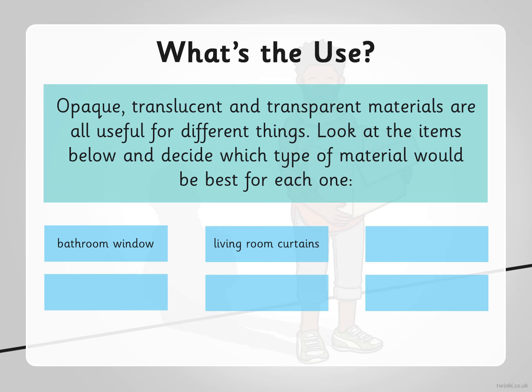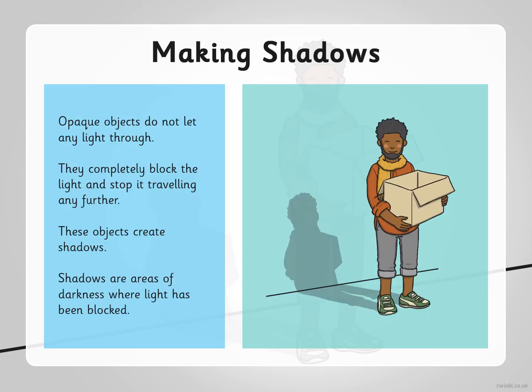Living room curtains. What are they and why is that useful? Car windscreen. What is that and why is it useful? A sun hat. Is it translucent, opaque, or transparent? And why is that useful? Window with a lovely view. Do you want it to be translucent, transparent, or opaque? Why is that good? Well, finally, a shower curtain. What would you like that to be? In the shower, doesn't it? Hey. Right then. Once you've done that, we're going to think about shadows.